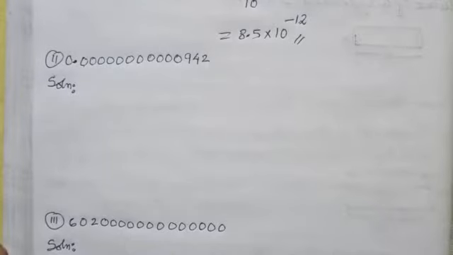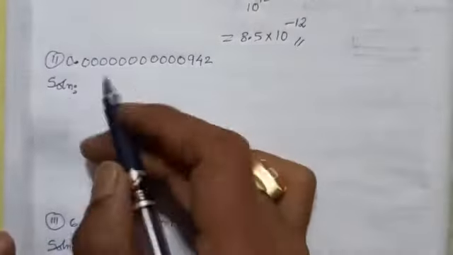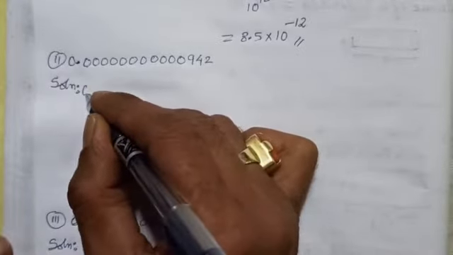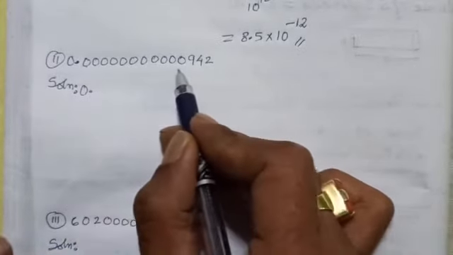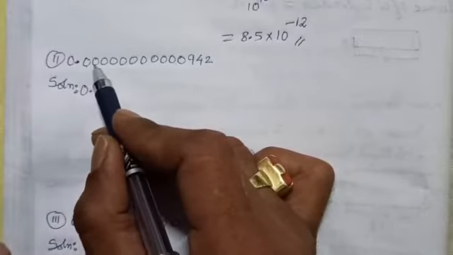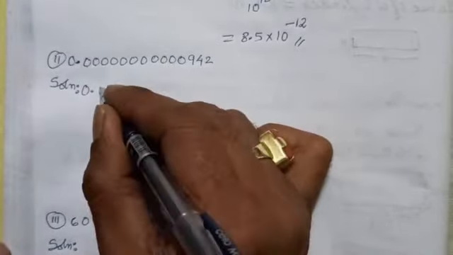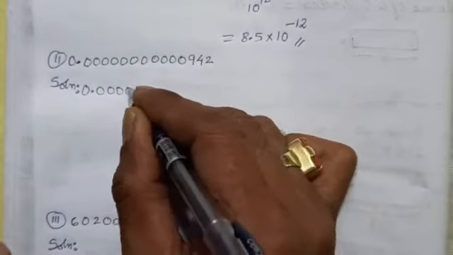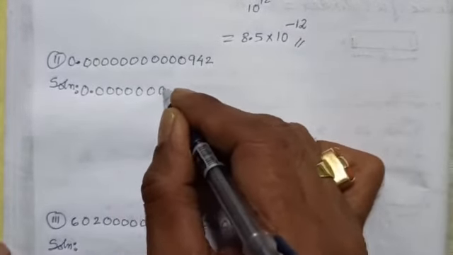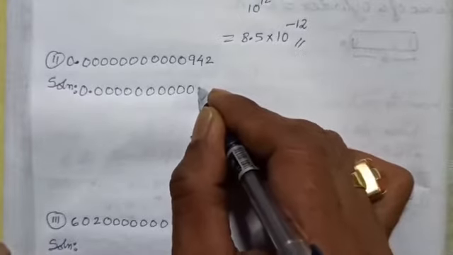Now let's write the Roman number 2 solution. 0. Let's count how many zeros: 1 2 3 4 5 6 7 8 9 10 11. 942.